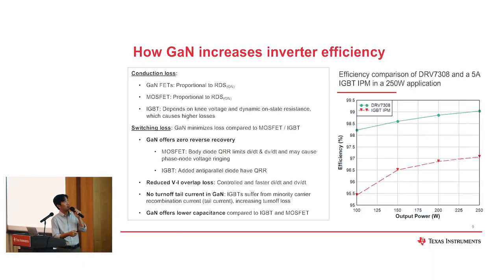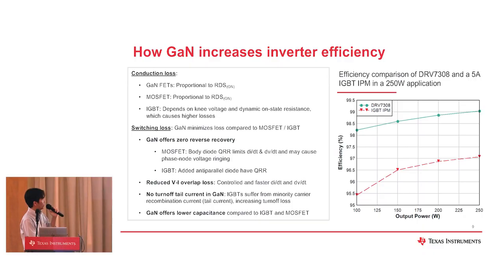Okay, so this slide discusses a bit further how GaN increases the inverter efficiency. In terms of the power switch, there are two types of power loss, right? The conduction loss and also the switching loss. The conduction loss could be considered similar across the three power switch types here. But for the switching loss, the GaN offers more benefit compared to MOSFET and IGBT.